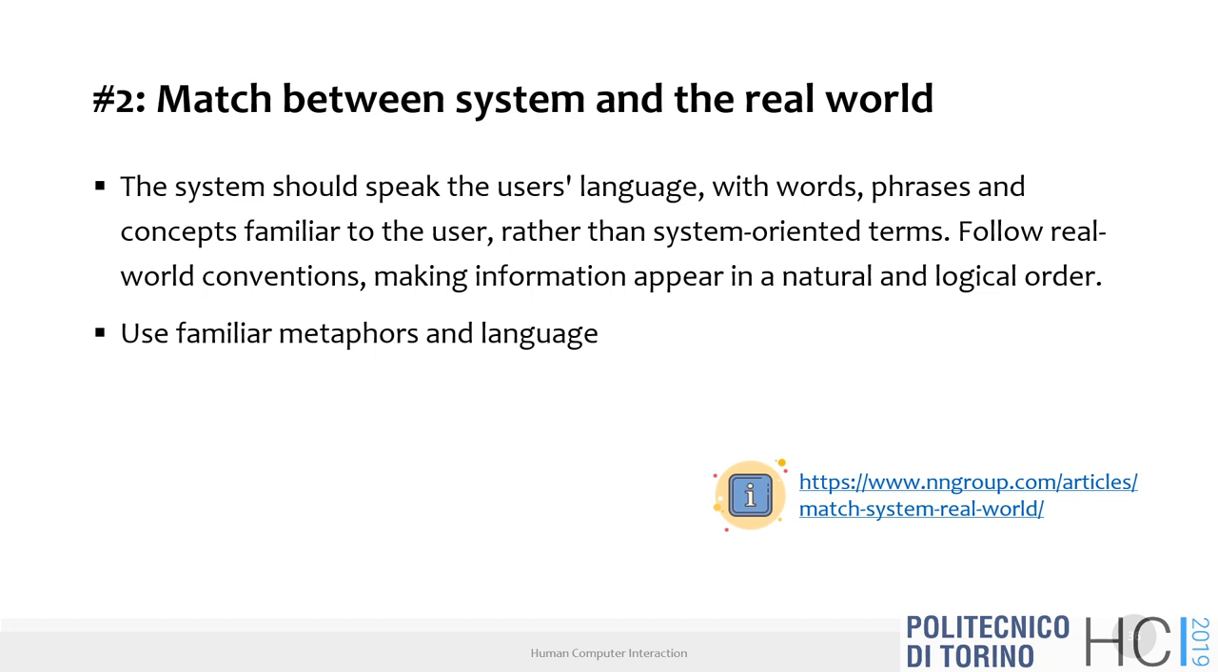So the second heuristic: ensuring the match between the system and the real world. The system should speak the user's language with words, phrases, and concepts familiar to the user, rather than system-oriented terms. Follow real-world conventions, making information appear in a natural and logical order. So this is about metaphors and language. Language, meaning using words and sentences in the same language that the user means them. So always speak the language of the user.